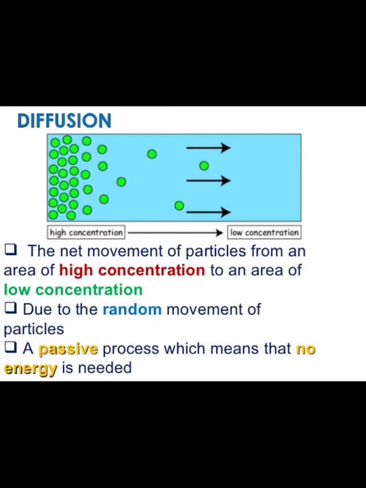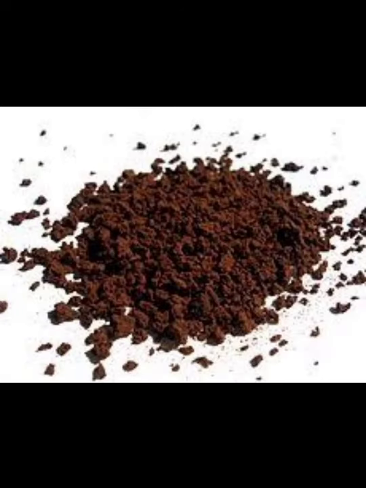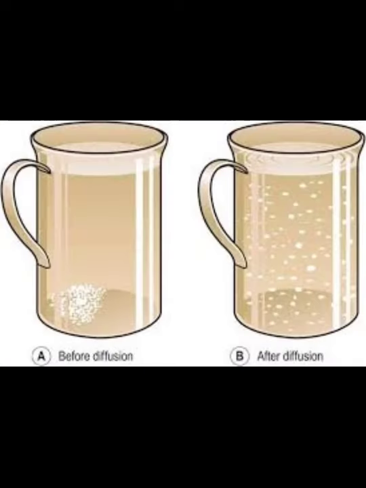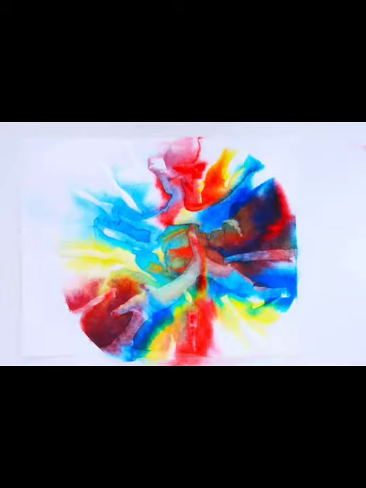A great example of diffusion is coffee being poured into water. When the coffee powder is poured into the water, the concentration of the coffee will slowly spread out and diffuse into the water, just as shown in the picture here. So that's basically it. That is the rundown on how diffusion works. And with that, let's start the experiment.